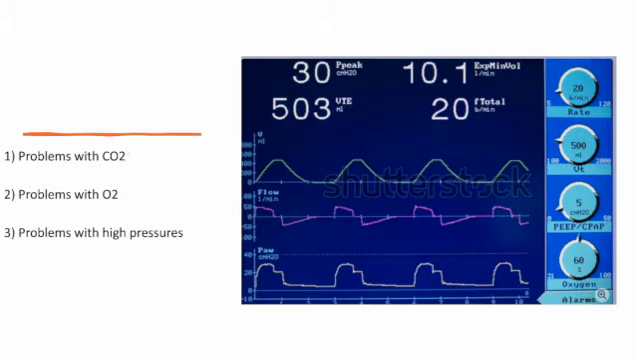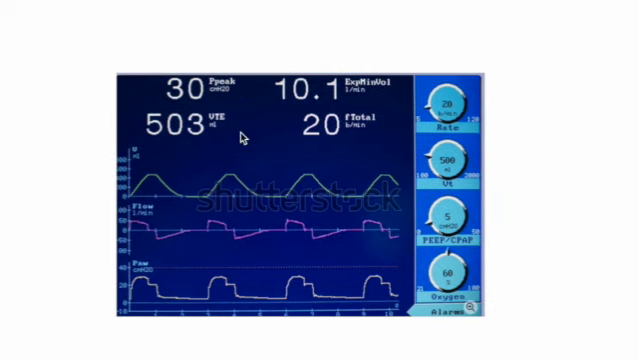Okay, so we've discussed problems with CO2, we've discussed problems with oxygenation. Now let's move on to problems with high pressures. So these are pages you'll get about high peak pressures. Let's imagine that you get a page telling you that the peak pressure alarm is going off. So this pressure here is greater than 40. And if you look on here, the pressure is getting over the cutoff of 40. So how do you troubleshoot this?